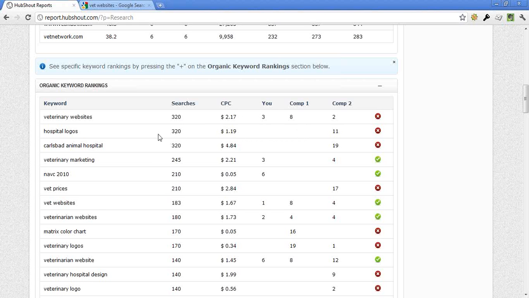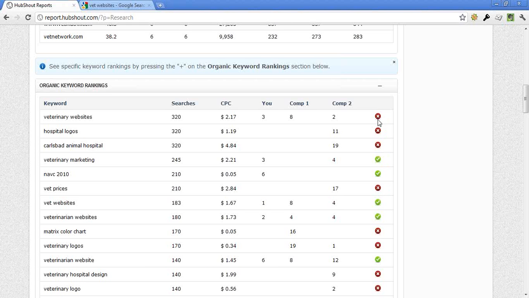Now they have some keywords that maybe VetHubs, that doesn't focus as much on logo design, wouldn't be as concerned about. So maybe hospital logos isn't as important to VetHubs, but you can continue to go down the list and get a sense of which keywords they're ranking on and which ones they're not. Any keyword that has a red X is a keyword where a competitor ranks better than the prospect. So I can scan down the list and see which of these keywords might be something that they would want to focus on.